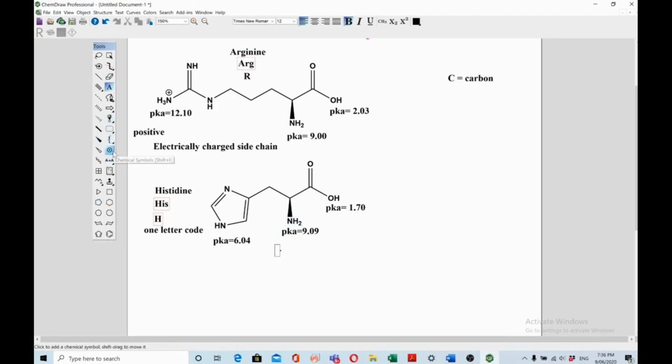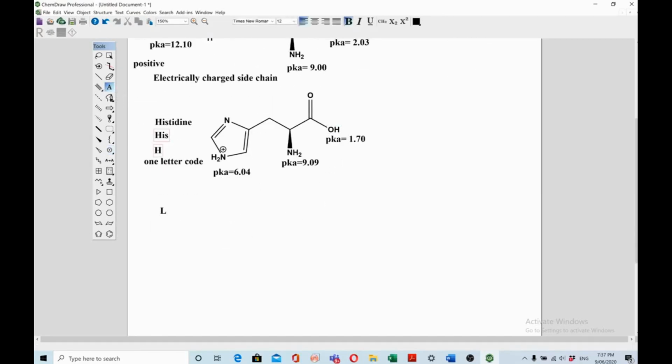Again, this is a positively charged amino acid. The positive charge is on this nitrogen, and this is the positively charged side chain of histidine. The next member of this family of positively charged amino acids is lysine. This video is important for peptide chemistry students as well. So this is lysine. Lysine has the 3-letter code LYS, and the 1-letter code is K.